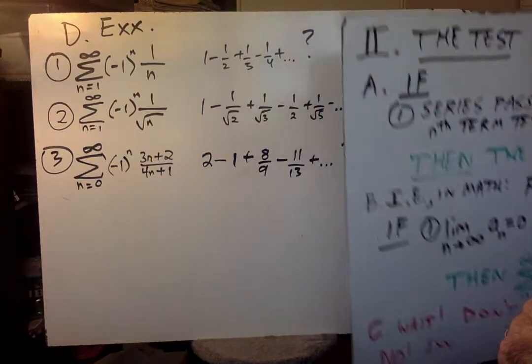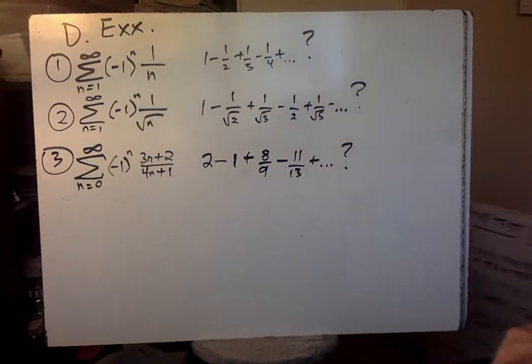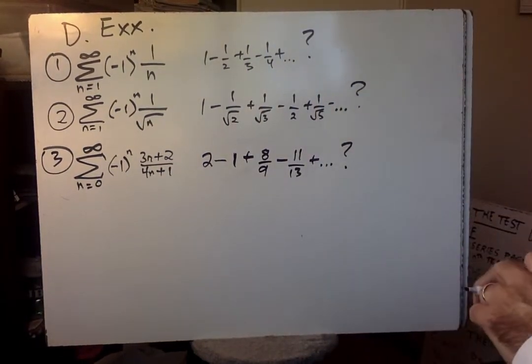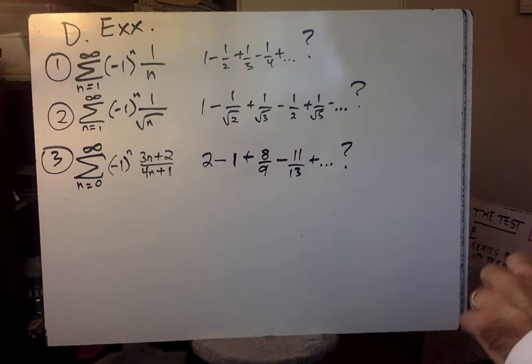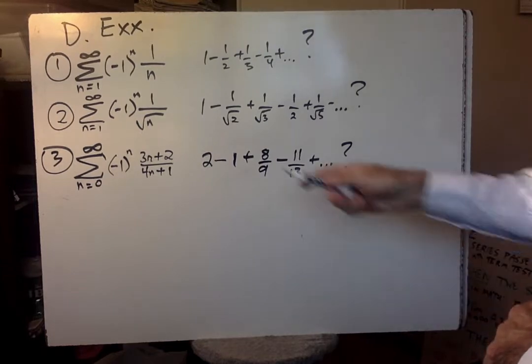All right? Here are some examples. You may want to pause the video and try all of them yourself. Do the series pass the alternating series test and converge, or did they fail it? All right, let's go through these.